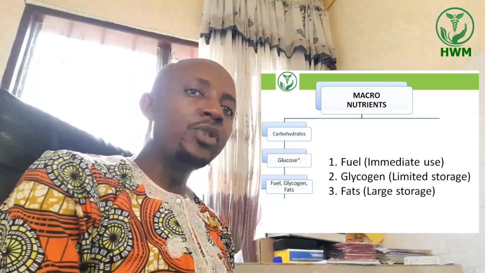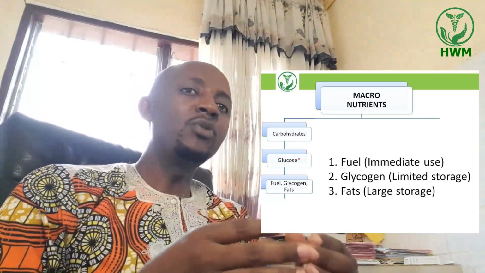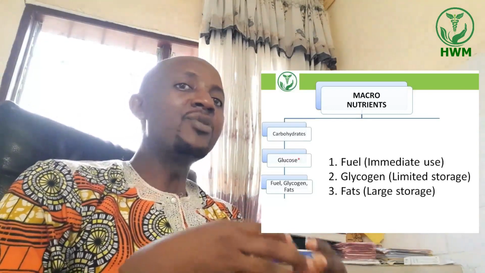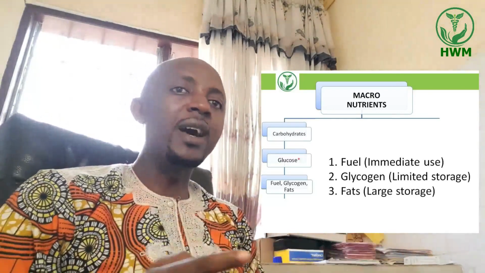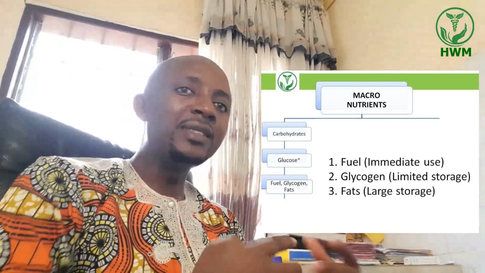Now, there is another storage form because the glycogen is very limited. The rest of the glucose molecules are stored in a larger storage form, which is fats. But a question one might ask is, why these storage forms? Why does our system prefer to store these glucose molecules in the form of glycogen and in the form of fats? Why not just eliminate the excess?